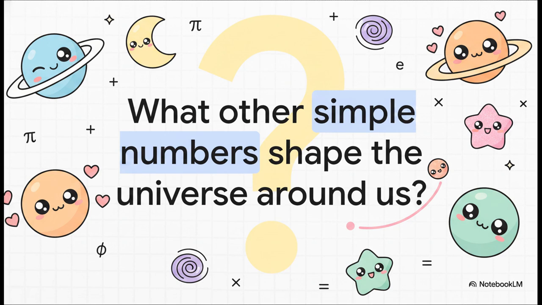And that leaves us with a pretty fascinating final thought. We've just seen how one single, elegant number can define so much about an object's journey through space. It really makes you wonder, doesn't it? What other simple, powerful numbers like this might be out there, quietly shaping the complex universe all around us?